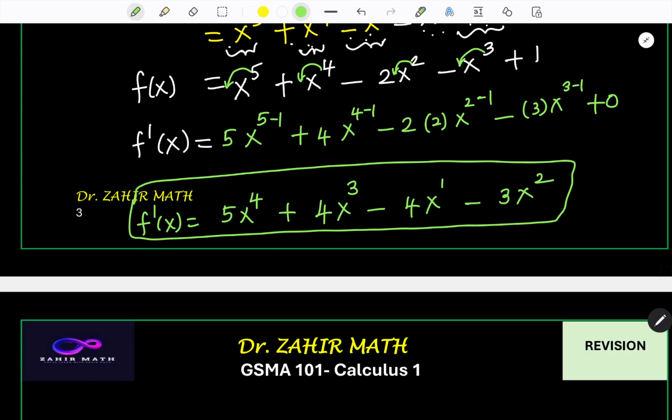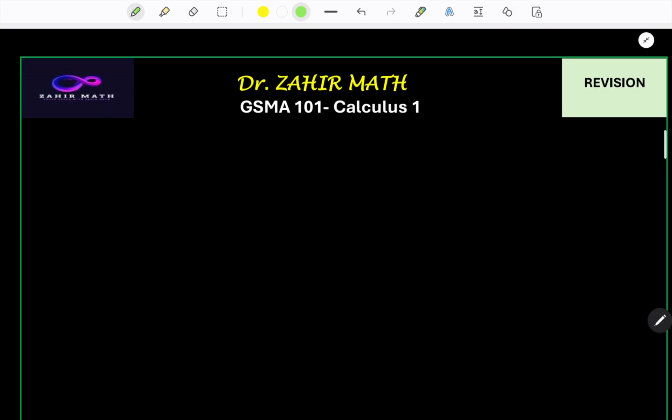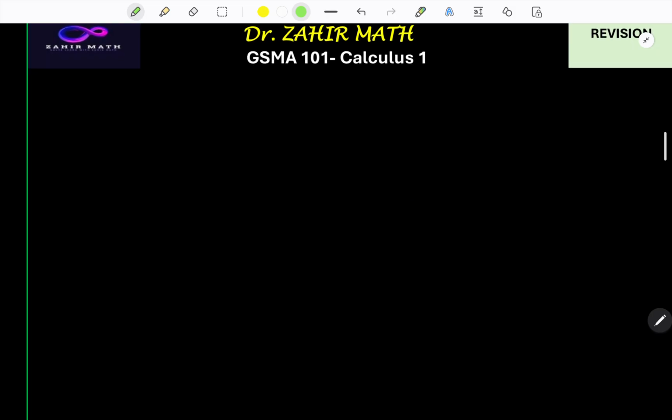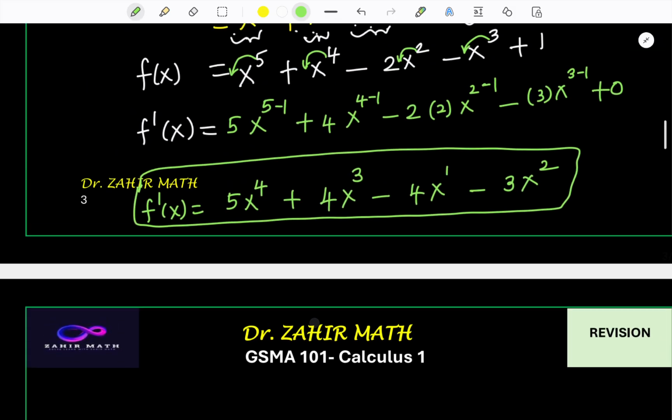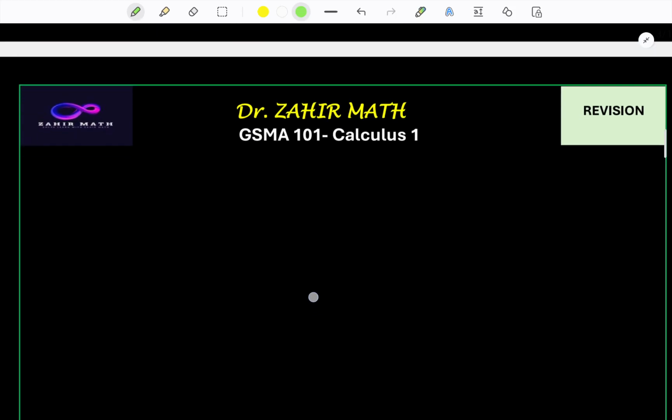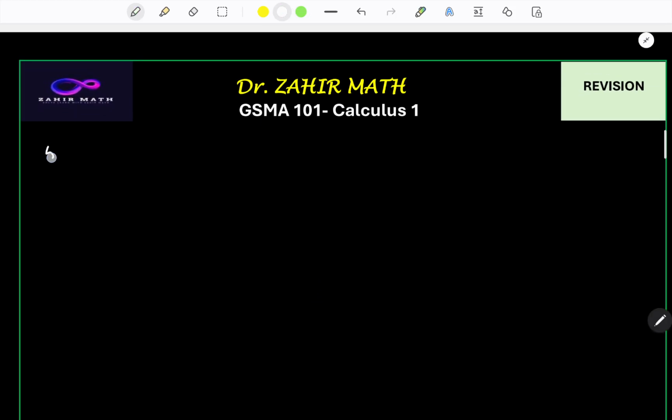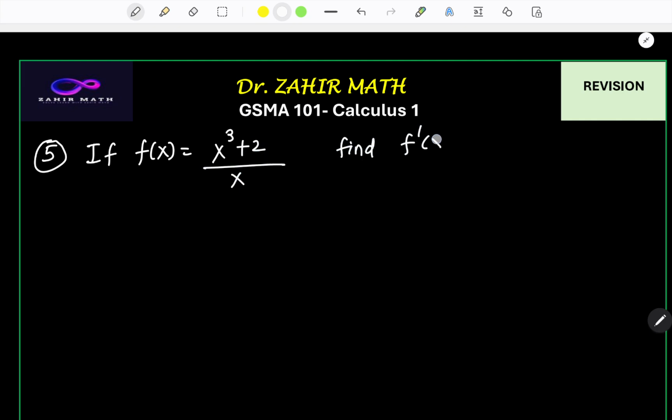Clear? Right. So this one idea, I gave you two problems regarding product rule. Next, let me go to quotient rule. Let me go to question number 5. Question number 5 is, if f of x is equal to x cube plus 2 divided by x, find f dash of x. Here there is no shortcut. My dear, there is no shortcut.